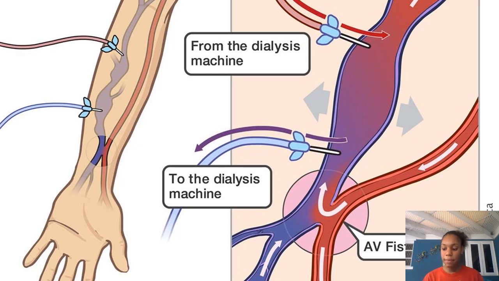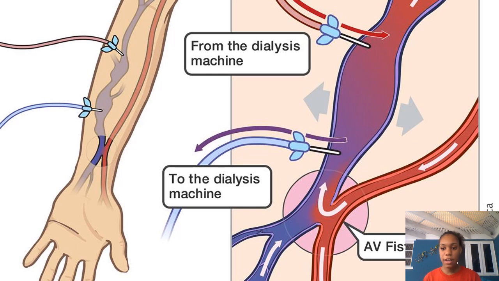The arterial segment of this fistula is used for arterial flow to the dialyzer, and the venous segment for reinfusion of the dialyzed blood. This access will need time to mature, so before the patient can have dialysis, the access needs to mature, and it normally takes about 2 to 3 months before it can be used.